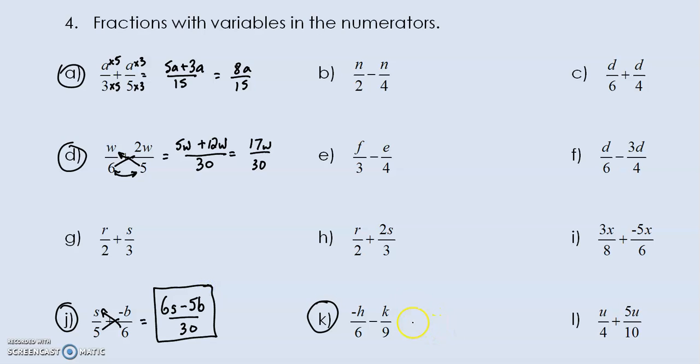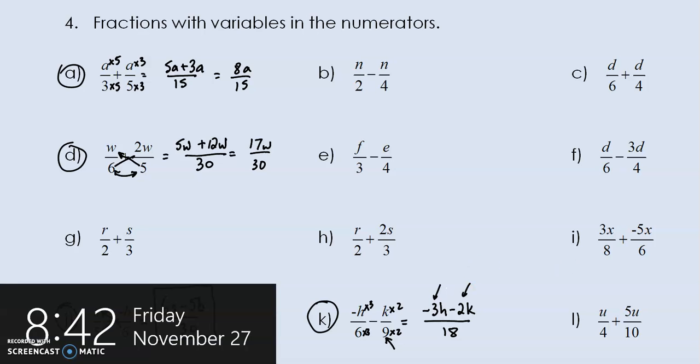Letter K, the common denominator here, I'm going to try doubling the big number, is 18. They both go into 18. So my first fraction is going to have to multiply by 3, and my second fraction is going to have to multiply by 2. Negative 3h minus 2k. And same deal, you have to know you can't go any farther with this question. There are no like terms, and you're not allowed to reduce only part of the fraction. The 2 and the 3 would both have to reduce with that 18 with the same common factor.